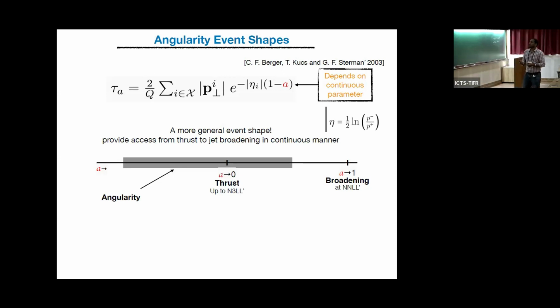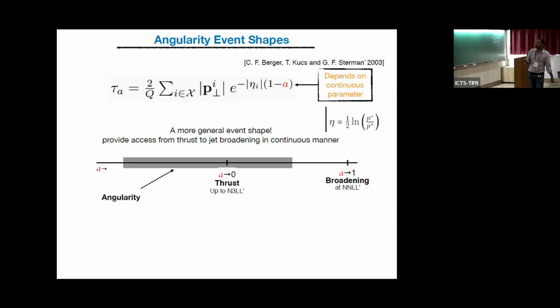Let's focus on angularity, which is what we are essentially going to talk about. Angularity will have this kind of modification in the definition, having a very simple continuous parameter a. It looks very simple, but it actually does a lot of things. Let me go slowly, one by one.